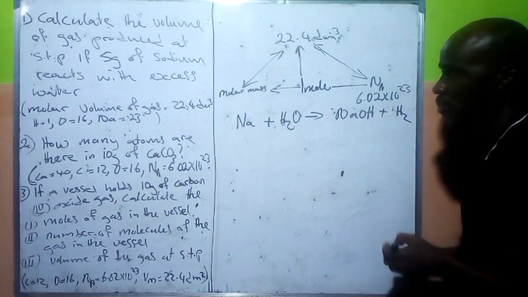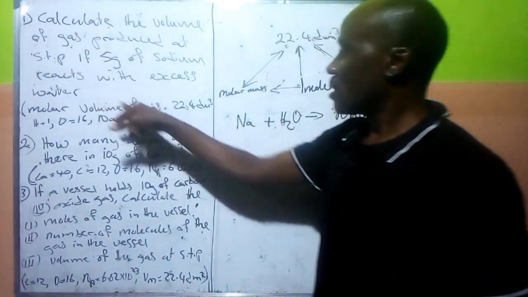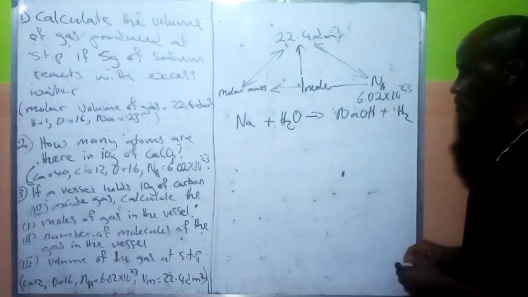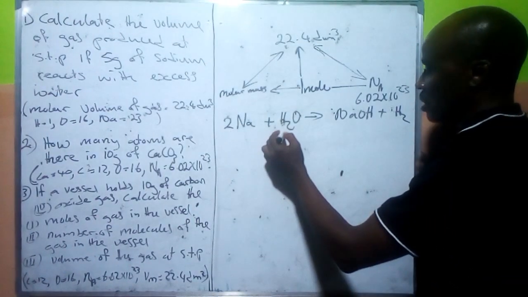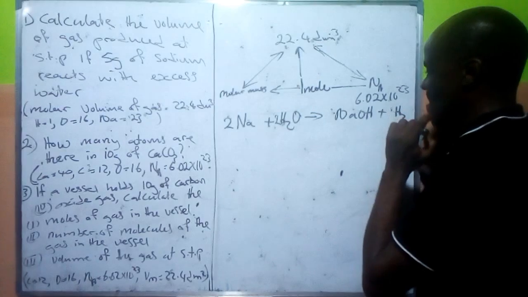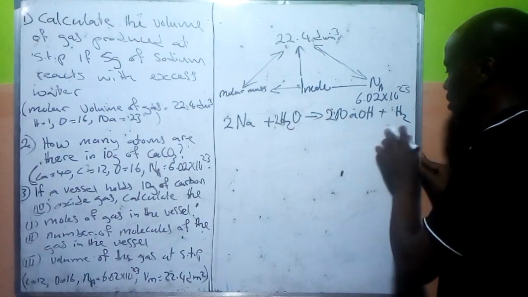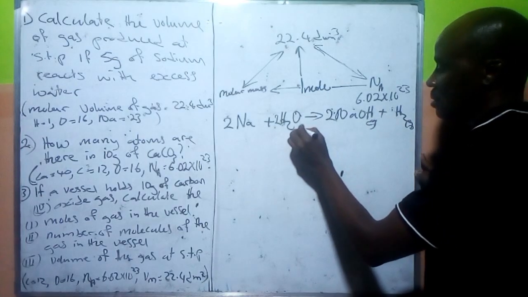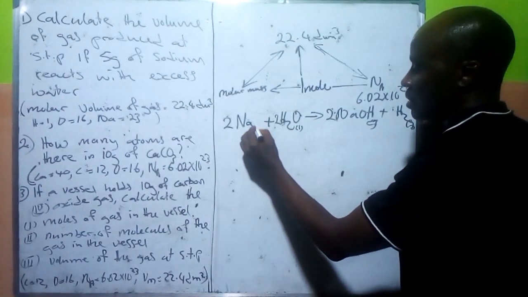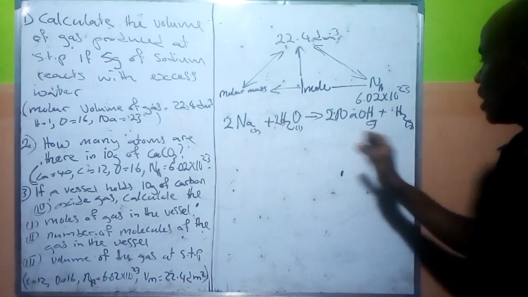hydrogen. The gas is not mentioned here, so the possible gas there should be hydrogen. Based on that, we need to balance this chemical equation. Put 1 here, 2 here, and put 2 here. We'll put another 2 here. So I think it's balanced at this moment. This is gas, this is aqueous, this is liquid, and this is solid.